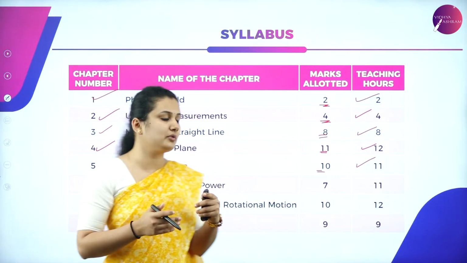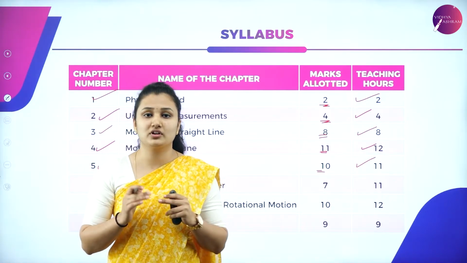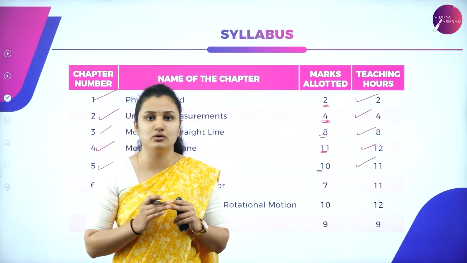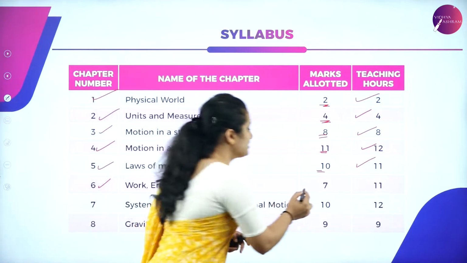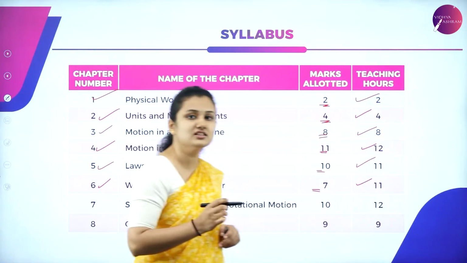All these kinds of problems you'll be studying in work, energy and power. And also what do you mean by collision? What are the different types of collision, that is inelastic collision and elastic collision. All these you'll be studying in your sixth chapter, which has the weightage of 7 marks, and I need 11 sessions to complete this chapter.